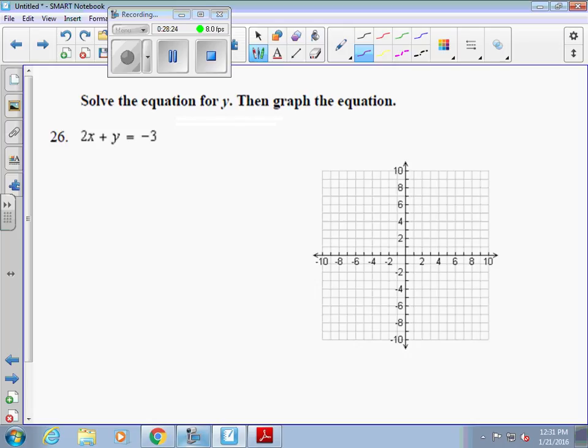26, solve for y, then graph it, okay? So all you're doing for this one is you're moving it over to make it say y equals mx plus b, and then you're graphing it. And again, this is going back a bunch. So the only thing you want to move over is 2x. Remember, please excuse my dear Aunt Sally.